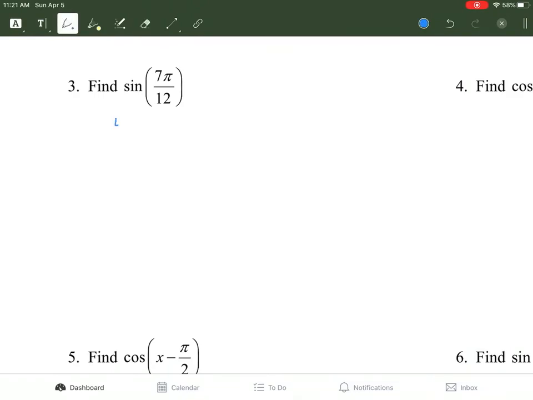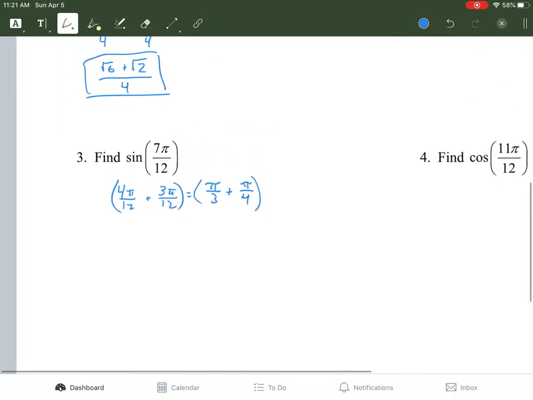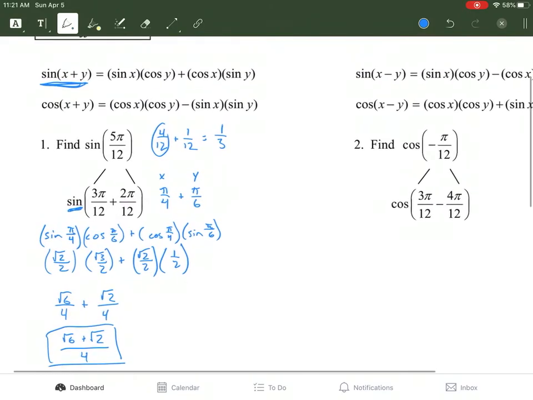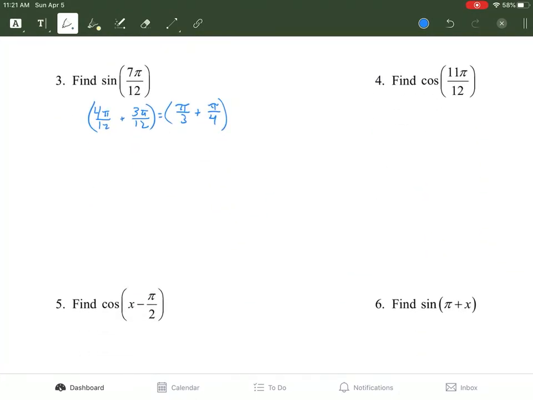All right, we're going to pick 4 pi over 12 plus 3 pi over 12. Okay, these will both reduce. So we will have pi over 3 plus pi over 4. Okay, so those are the values that we're going to use. Again, we're using sine, and it's going to be the plus. So we can go back up to the formula. Again, the formulas are all going to be given to you at the top of the sheet. Okay, so we're going to use the sine formula. That's going to be adding.